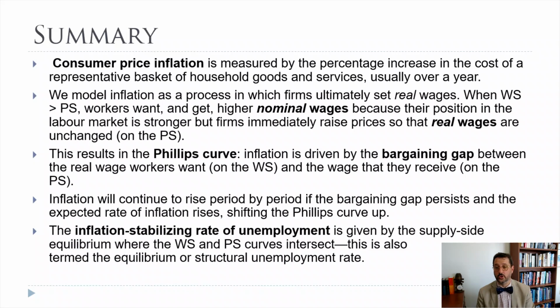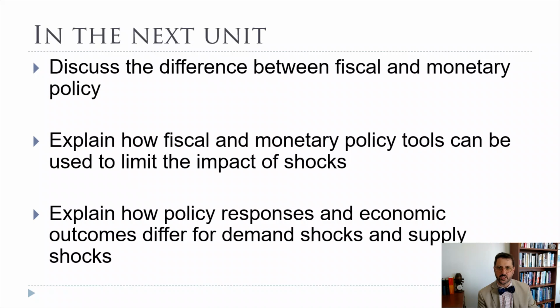And so one of the things that we'll talk about when we talk about monetary policy is the way that the central bank tries to keep inflation at that low and stable 2 to 2.5%. And so in the next unit, we're going to introduce our main policies in macroeconomics, which are fiscal policy and monetary policy. We'll explain how those work in order to try to smooth out the business cycle.